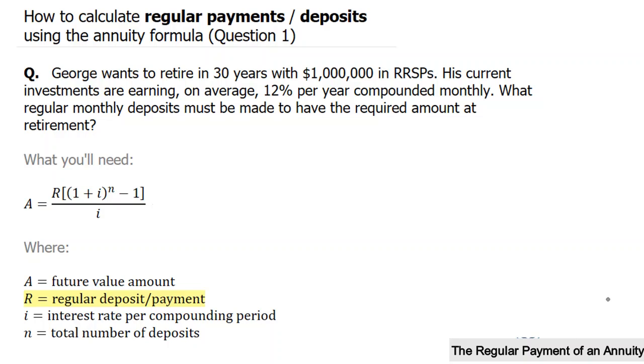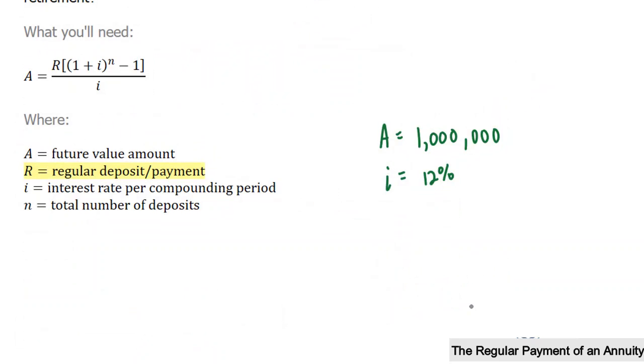Now we are told that he wants to have $1 million at the end of the 30 years. So his A value will equal 1 million. Furthermore, we are told that he is earning 12% per year compounded monthly in interest. So his I value is 12%, but notice that it's 12% per year. Since it's being compounded monthly, we have to take our 12% and divide it by 12, which represents each month of the year. If we do that, we end up with 1%.